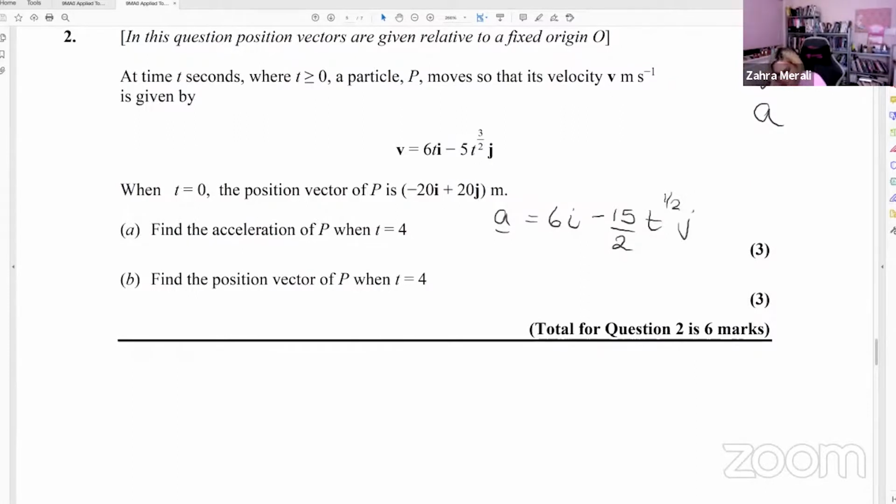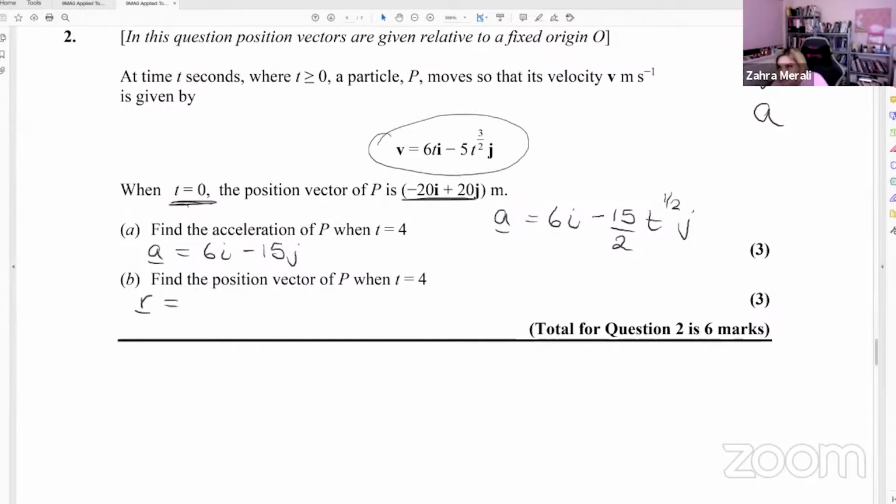But we know we want it when t equals 4. So if we sub in t equals 4, we get 6i, 15 over 2 times 4 to the power of a half, which is 2, is just going to leave us with 15j. And then we want the position vector, which is the same as our r, but this time we might have a plus c, because when t is 0, we're starting off somewhere. So now we're integrating this.